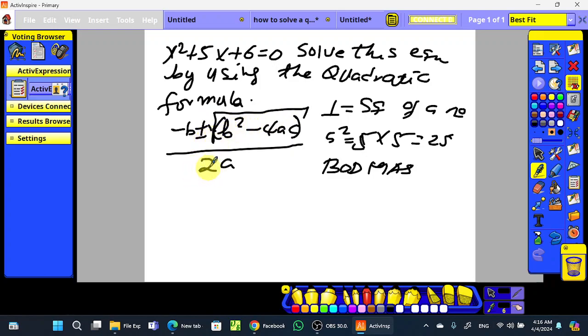And let's see by solving this problem. Minus b, minus 5, plus or minus the square root of b squared, b is 5, so 5 squared, minus 4 times 1 times c, which is 6 here.